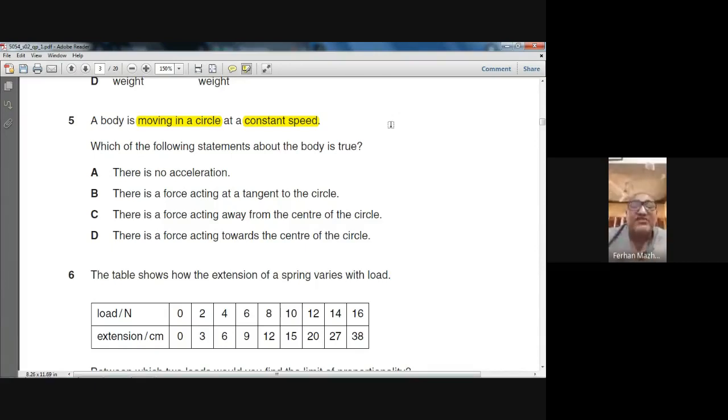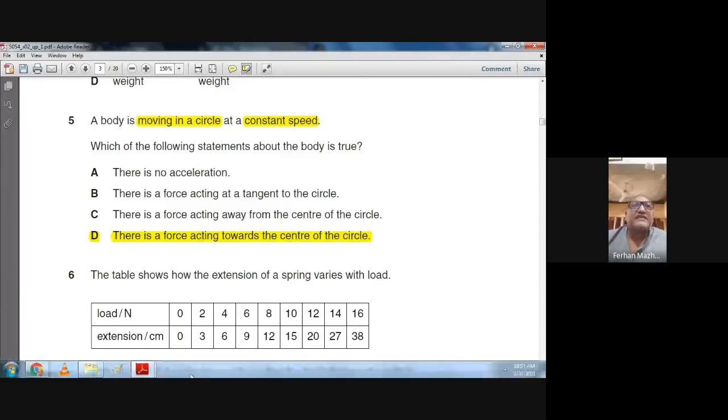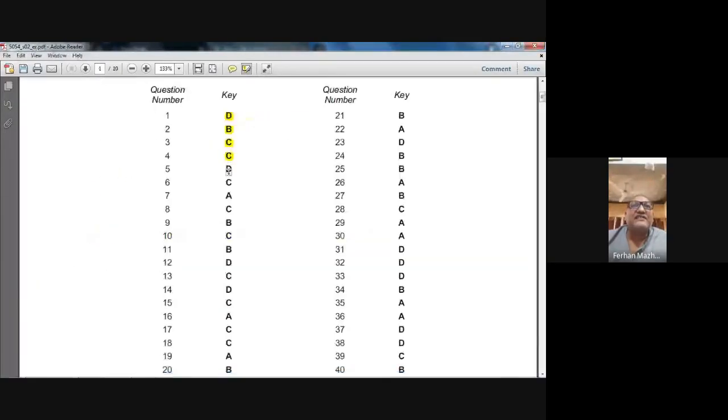There is no acceleration. That is wrong. There is a force acting at a tangent to the circle. That is wrong. There is a force acting away from the center of the circle. That's wrong. There is a force acting towards the center of the circle. Yes, that force is called a centripetal force. So I think D is the right answer. Let's check the marking scheme. Yes, D is the right answer.